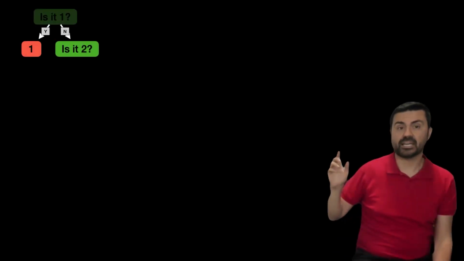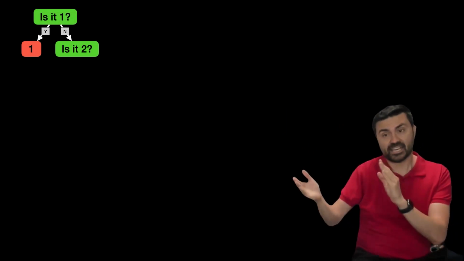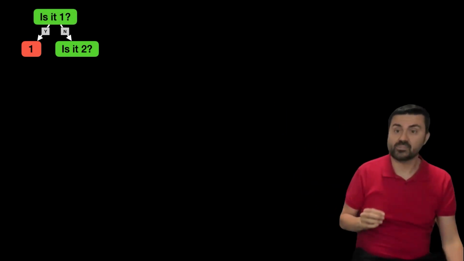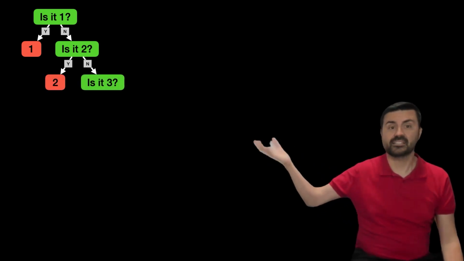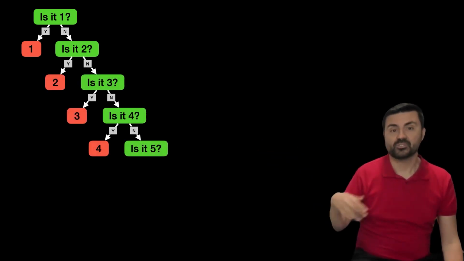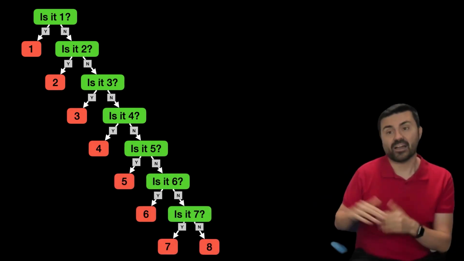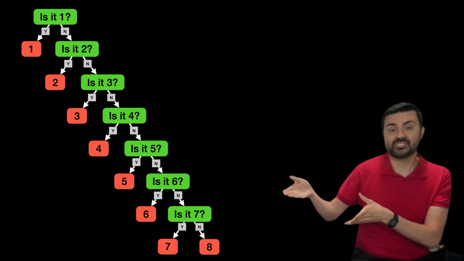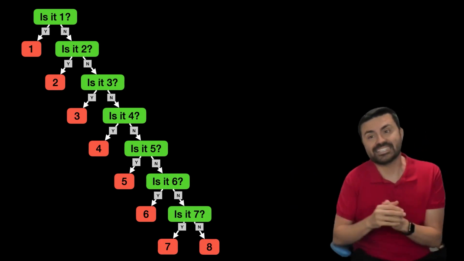So this strategy gives rise to this tree. The first question says if it's 1, if yes, then it's 1. If not, then you ask a second question, which is it 2? If it's 2, then you're done. If not, you ask if it's 3, and so on and so forth, all the way to is it 7? Now, if you ask if it's 7 and the answer is yes, then it's 7. If the answer is no, then it's 8. You don't actually need an 8th question.